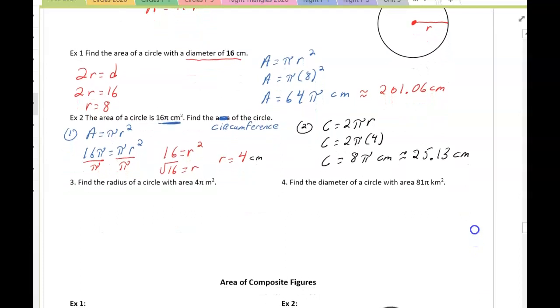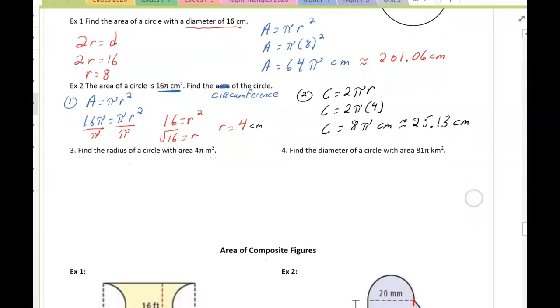Let's take a look at problems 3 and 4. Number 3, we want to find the radius of a circle with area 4 pi meters squared. So using the formula, A equals pi r squared. We're going to plug in 4 pi for the area. That's equal to pi r squared. Divide by pi. And some of you may realize the pi is reduced, and you'll go right to this step. 4 is equal to r squared. You take the square root of both sides. So then r is going to be equal to 2.